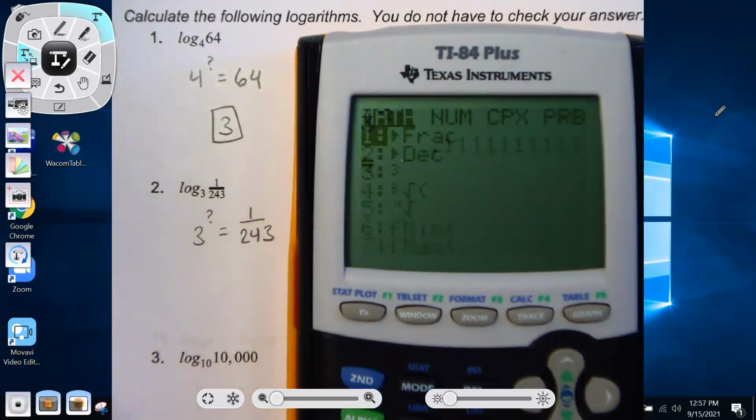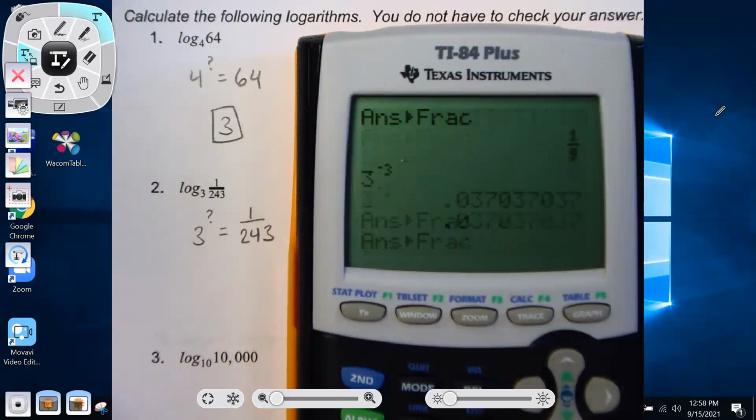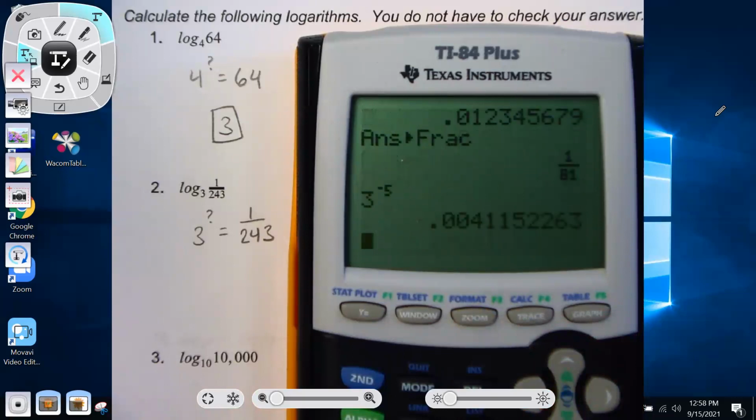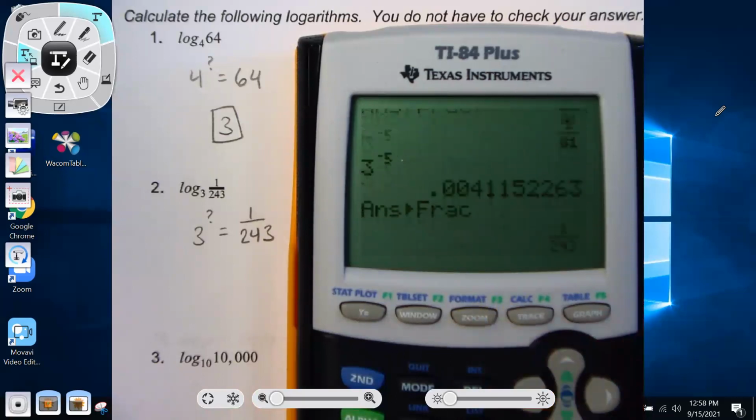So 3 to the -2 power is going to give you a decimal. If you press math, enter, enter, it gives you that decimal as a fraction. But this isn't what we need. So we move on to 3 to the -3rd power. Math, enter, enter. That's not it. 3 to the -4th. Math, enter, enter. That's not it. 3 to the -5. Math, enter, enter. That gets us the fraction we were looking for. So our answer is -5.